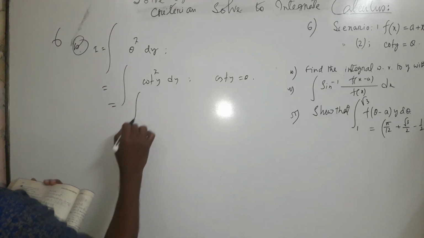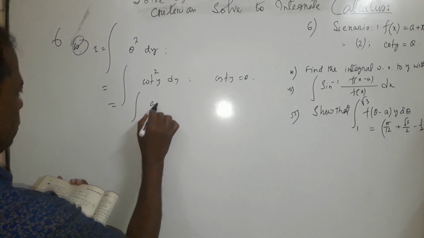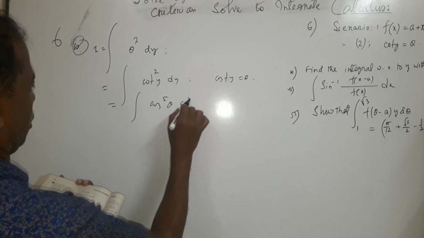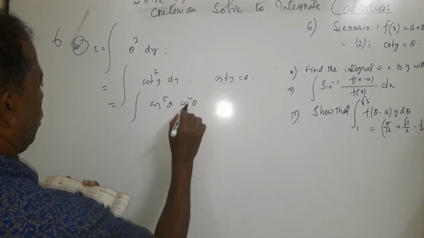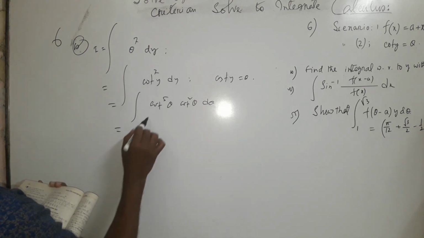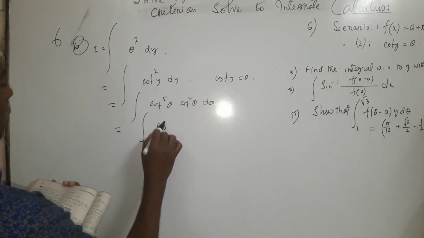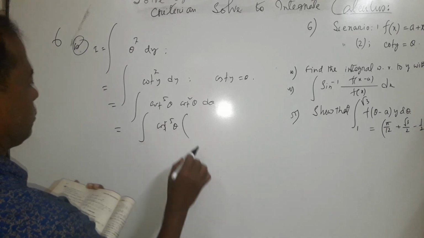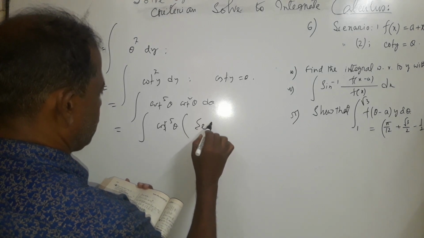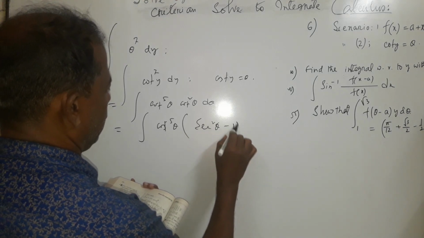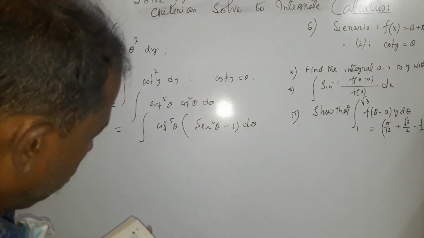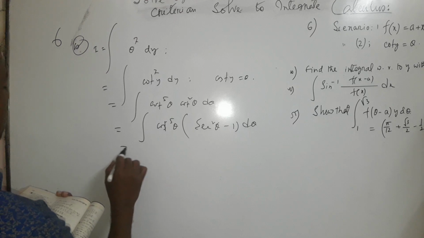So that implies cot to the power 5 theta into cot square theta d theta. Now apply the formula: cot to the power 5 theta and cot square theta means cosec square theta minus 1 d theta. It's also right or not? Of course, these questions are correct.